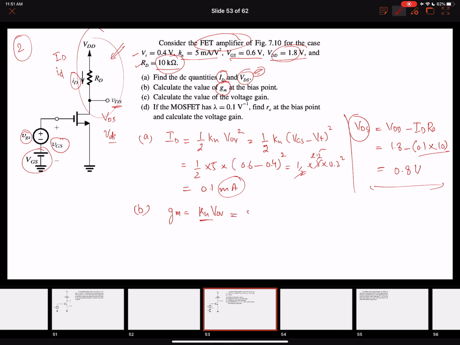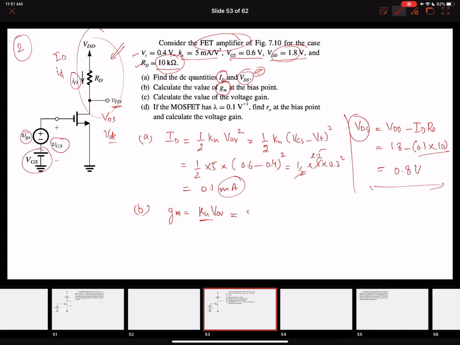Gm is 1, right? So we have 1 here, and then we have Rd. The value of the Rd is 10k, right? So we have 10k in parallel with 100k. If you just solve this out, the value that you're going to get is minus 9.1 volts per volt. Okay, so the bottom line is, you can easily solve this problem.